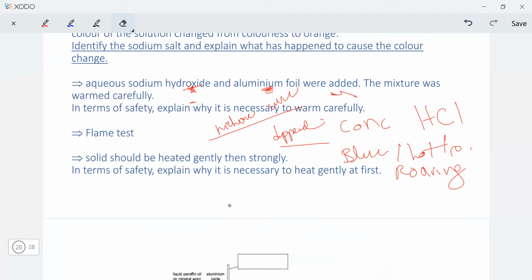Now, what if I do have a solid? You can say that the solid can spit out of the tube, or that the tube might crack. So if I'm having two test tubes, again, why heat gently? If it contains liquid, I'm going to say because this liquid is hazardous, or to avoid the spitting out of the liquid. If I'm having a solid here, I can say because the tube might crack, or to avoid spitting out of the solid.